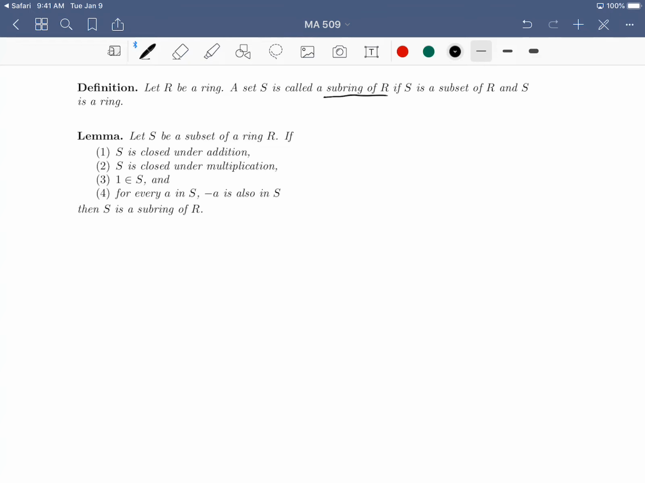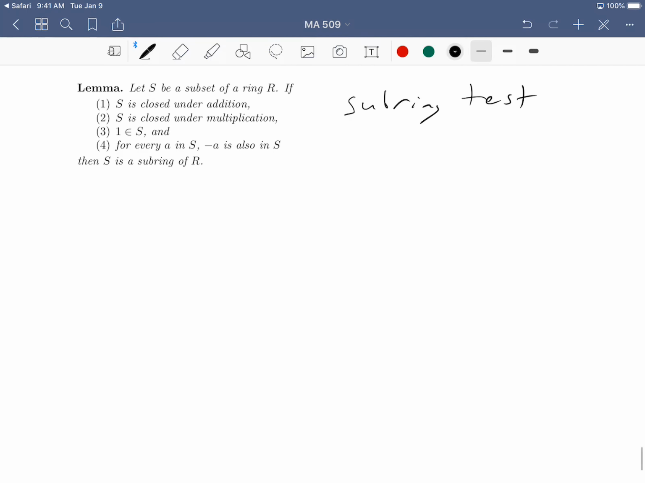If S is a subset of R and R is a ring, we don't need to check all the ring properties. All we need to check are these four: closed under addition, closed under multiplication. We need to know that 1 is in S and that additive inverses are in S. And if we know those things, then S is automatically a subring of R. So that means S is a ring. This little lemma is sometimes called a subring test, and it's a way to take kind of a shortcut to not have to verify all the ring properties, just these four little ones.